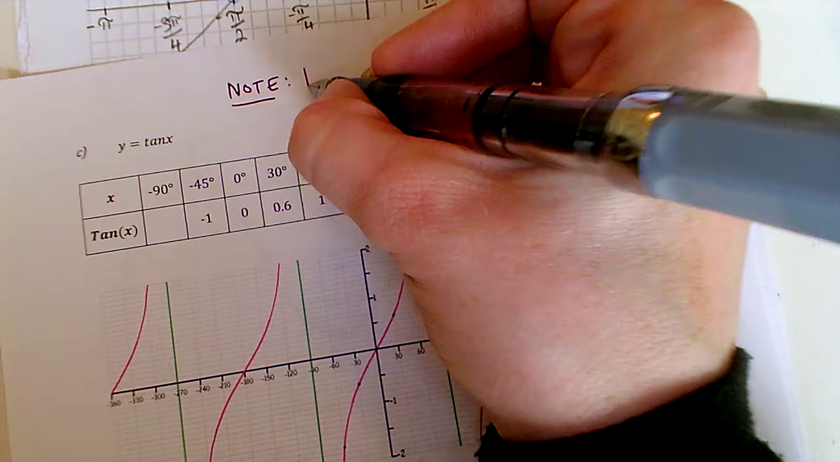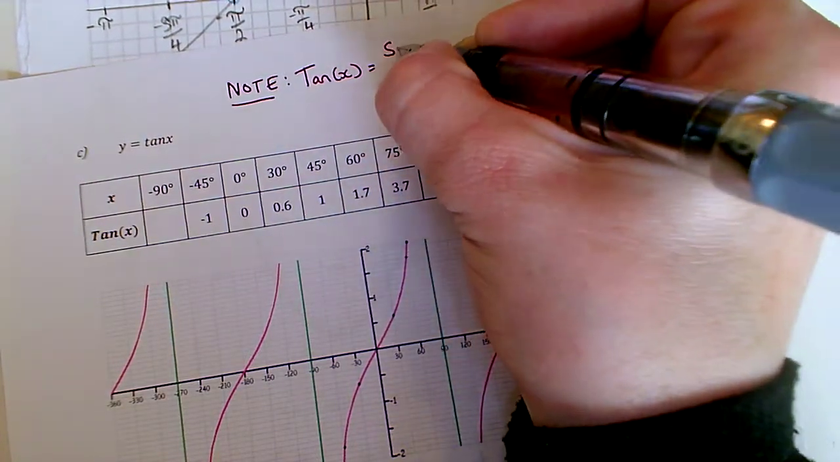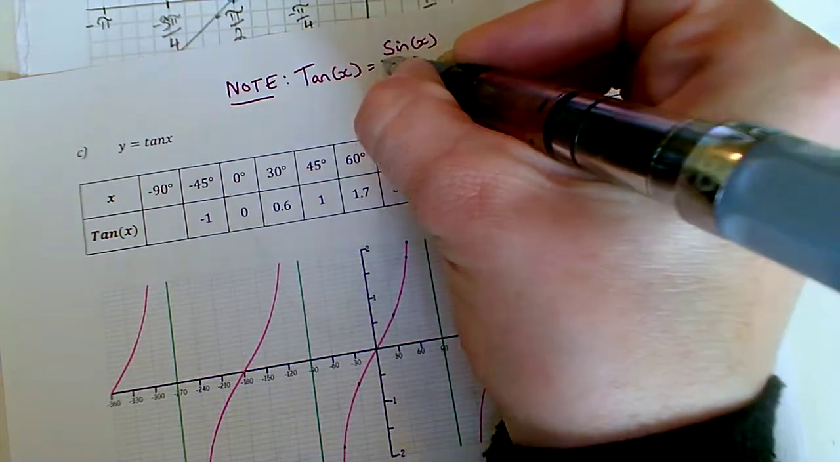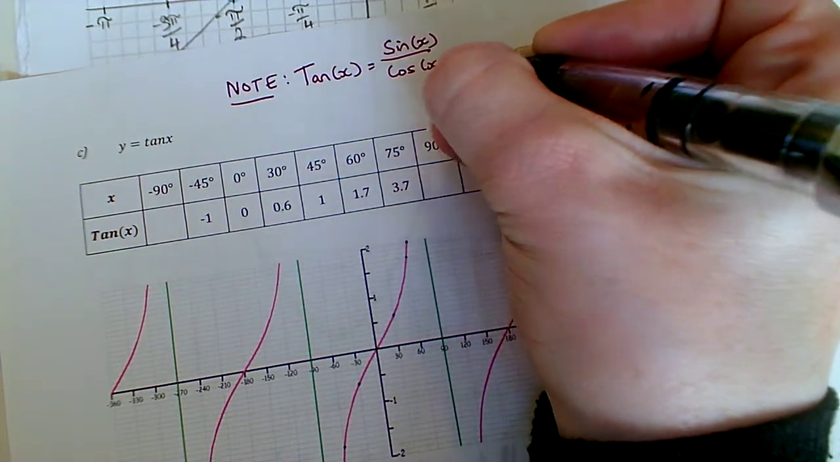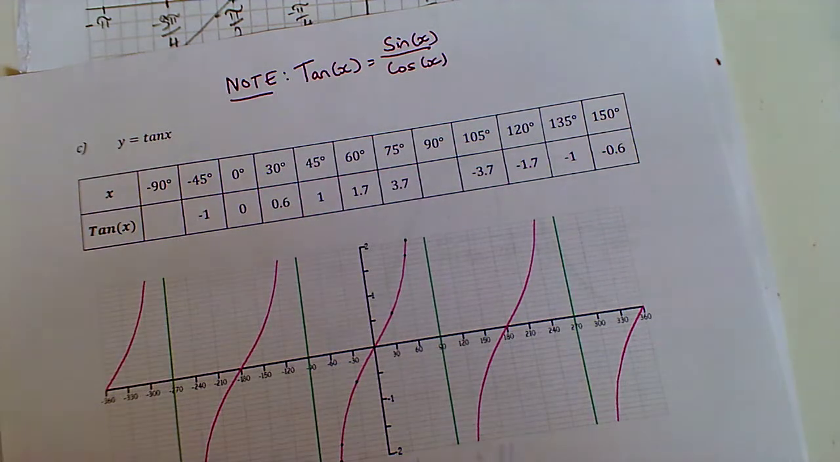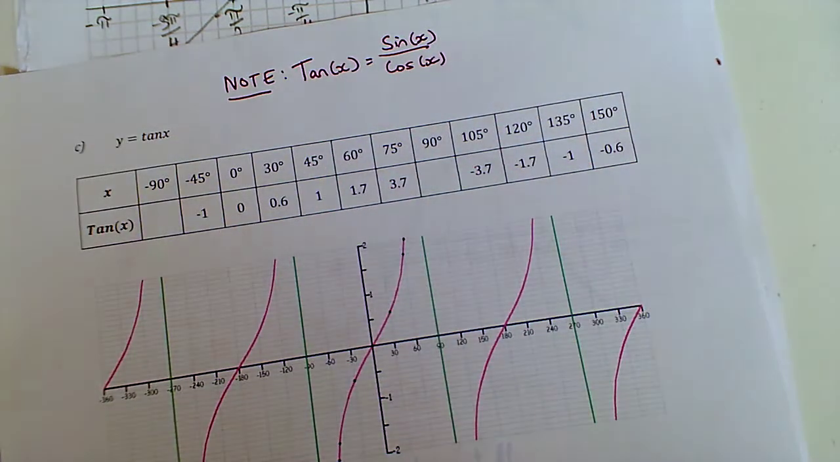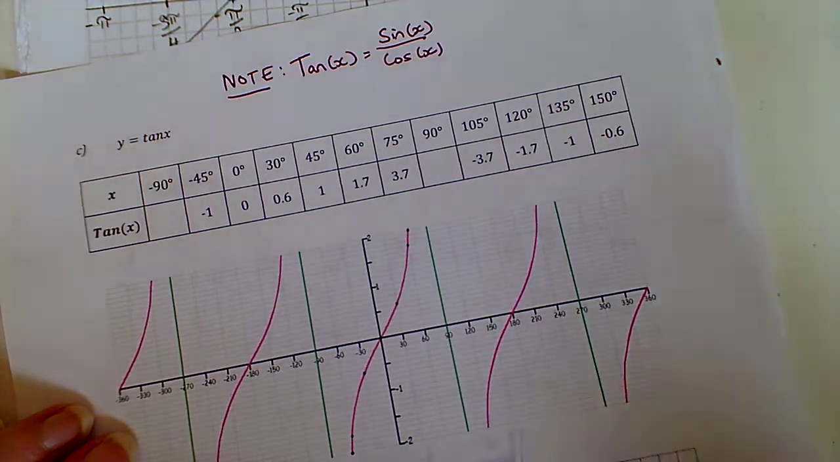is that if we remember the definition of tan of x, it is sine of x divided by cosine of x. That's the definition of tan of x. It's the slope of the tangent to the radius at a given point. It's easier to just remember it like this. So it's rise over run. It's the y value divided by the cosine value.